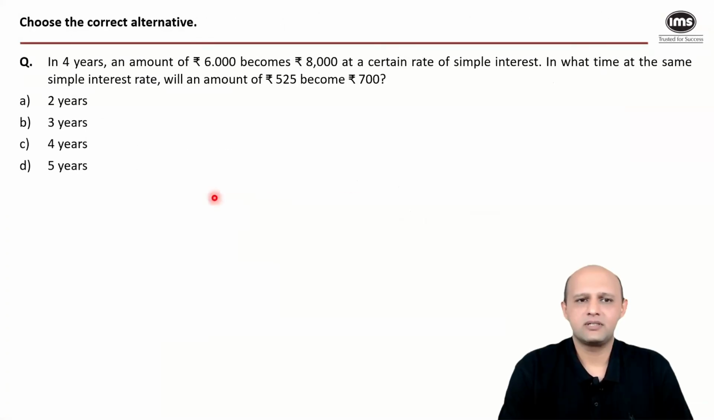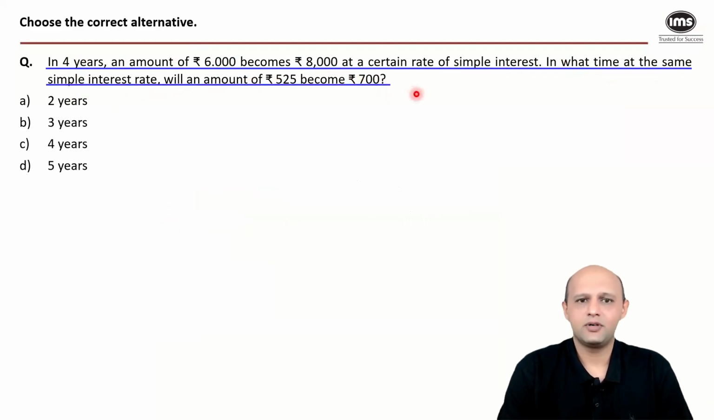Let us check the question here. It says, in 4 years, an amount of 6,000 becomes 8,000 at a certain rate of simple interest. In what time, at the same simple interest rate, will an amount of 525 become 700? I think what is important is that the rate of interest is same. You'll understand why I'm saying that. Okay. So a concept evidently based on simple interest.